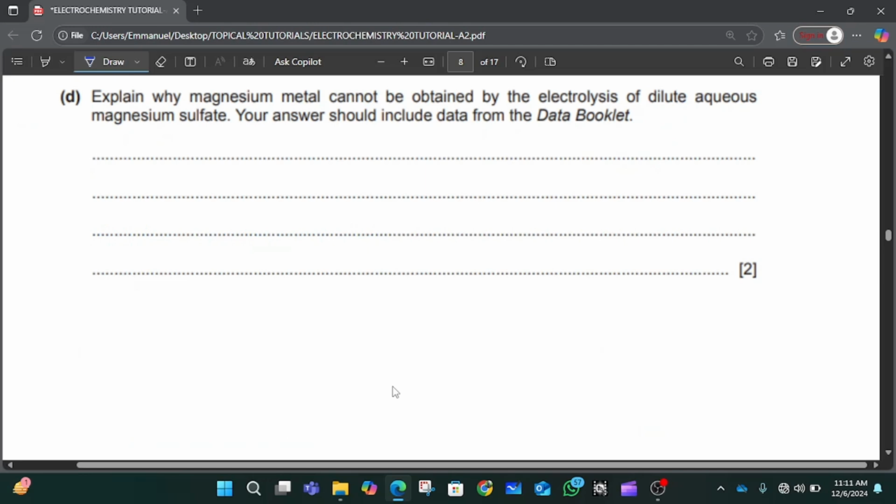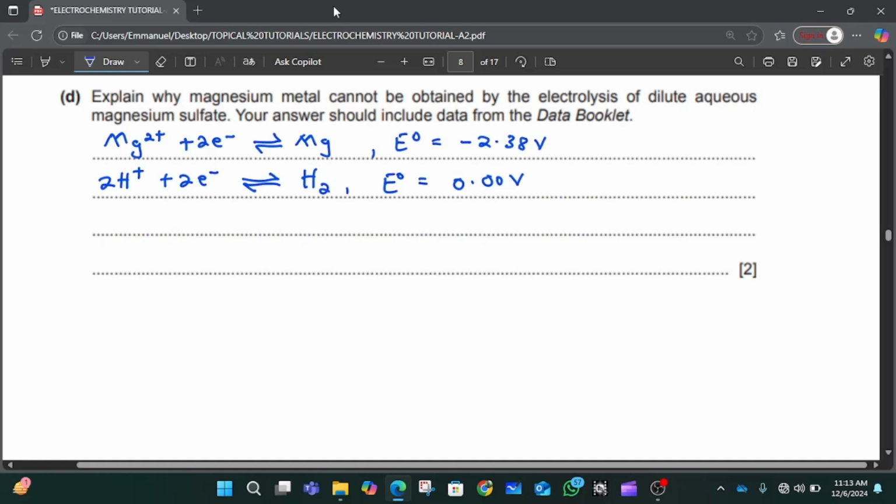D. Explain why magnesium metal cannot be obtained by the electrolysis of dilute aqueous magnesium sulfate. Your answer should include data from the data booklet. So to solve this question, we need to consider the two equations. Mg2+ + 2e- giving Mg. The electrode potential value for this half cell is negative 2.38 volts, and 2H+ + 2e- giving H2. The electrode potential value for this half cell is 0.00 volts.